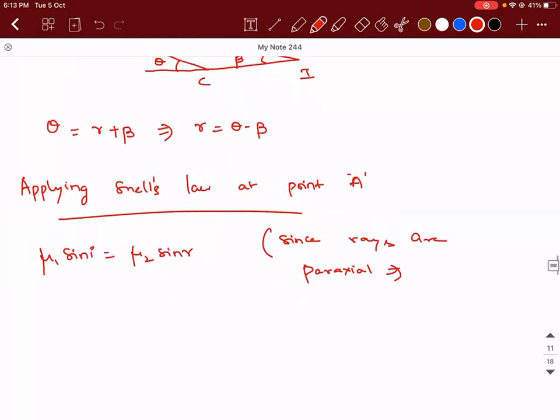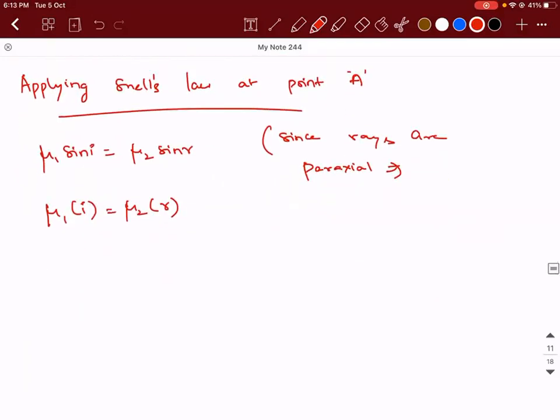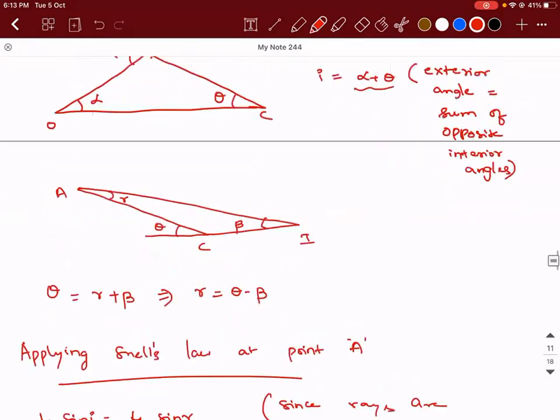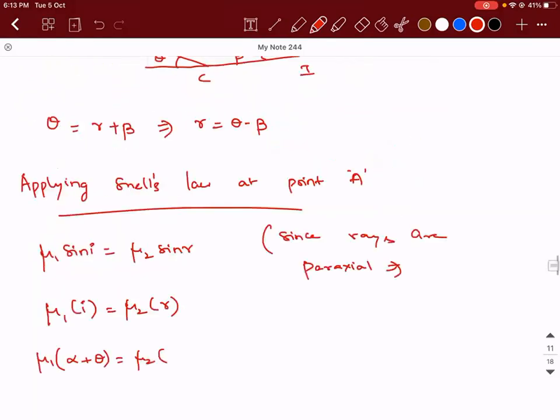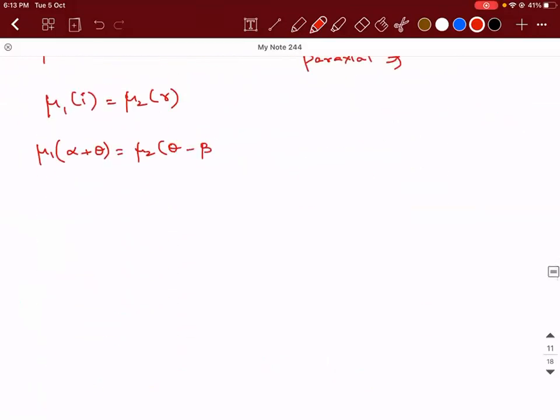So since rays are paraxial, can I say mu 1 into i is equal to mu 2 into r? Right, because the angles are small. So mu 1 into, what is the value of i? i can be written as alpha plus theta, is equal to mu 2 into r, which can be written as theta minus beta. Okay, so let this be equation number one.